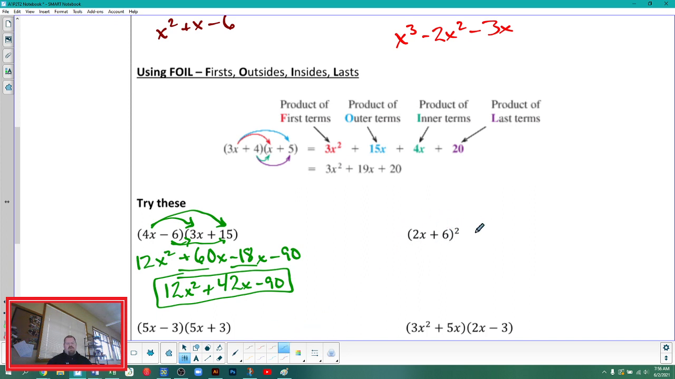Now here's an interesting problem. And it brings me to a really good point. This does not equal 2x squared plus 6 squared. It almost does, and that's what gets so many people in trouble. What does squaring mean? Squaring means taking something and multiplying it by itself. So I want to take the 2x plus 6 and multiply that by itself.